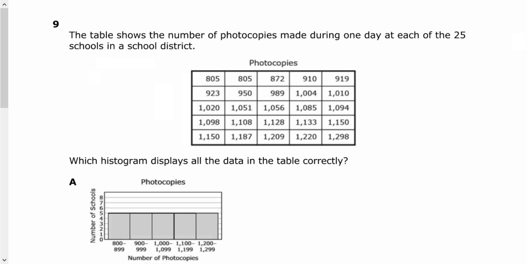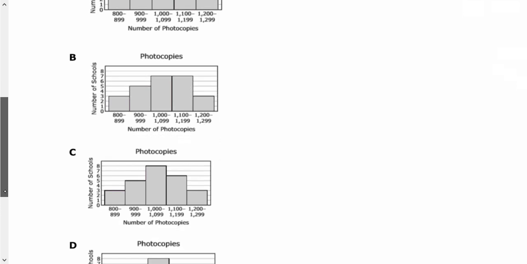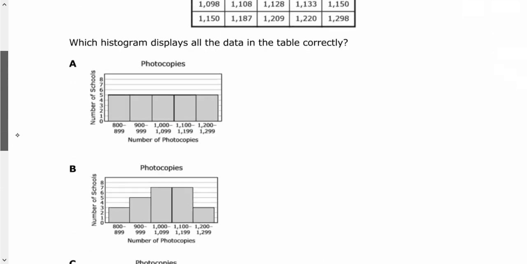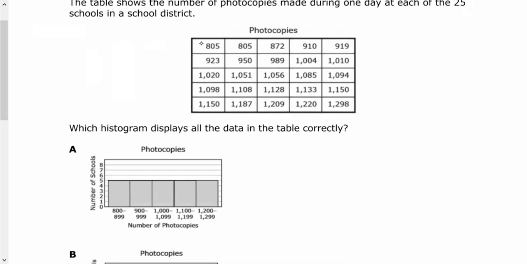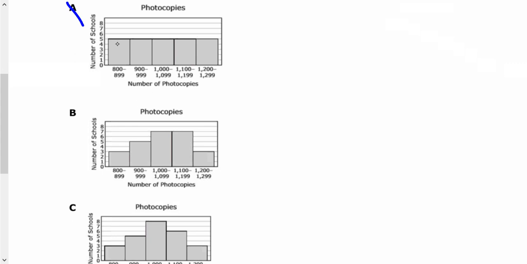Number 9, the table shows the number of photocopies made during one day at each of the 25 schools in a school district. Which histogram displays all the data in the table correctly? Okay, so if I look at my histograms down below, I notice that the first one goes from 800 to 899. So first I'm going to look at all my numbers that are from 800 to 899. And I notice that there's 3. So I notice that A can't be my choice because it's at 5.